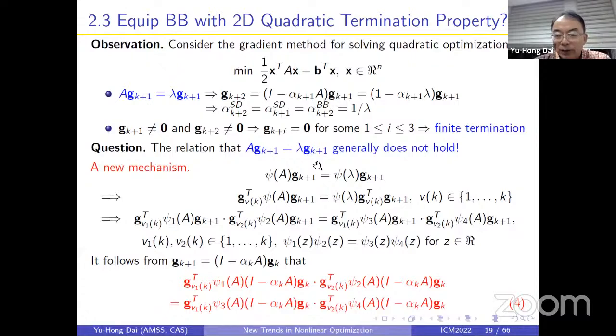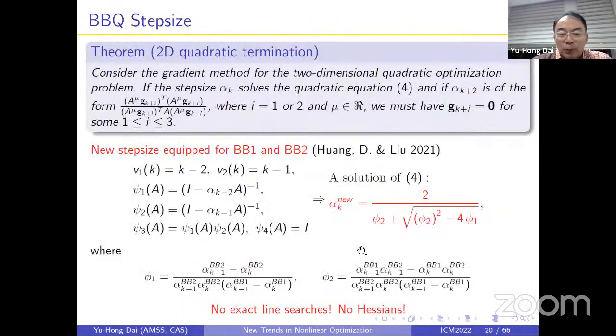So we have to think about another kind of thing. Actually, we can start from this Akaike equation, and we can choose these functions, psi 1, psi 2, psi 3, and psi 4. And if we ask this equation to hold, then we have this theorem to verify the two-dimensional quadratic termination. Then, if we specially choose these functions, psi 1 to psi 4, we can get this new step size. So you see, it is also possible to equip BB with two-dimensional properties, with no exact line search and no Hessians.